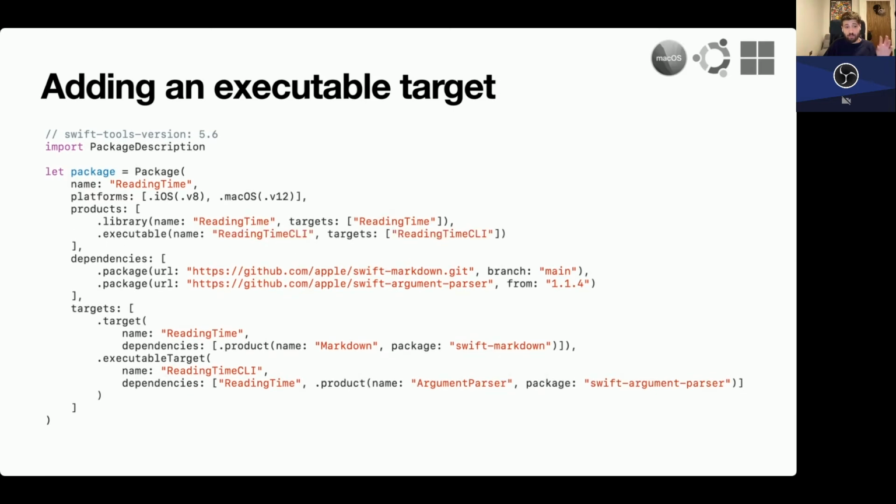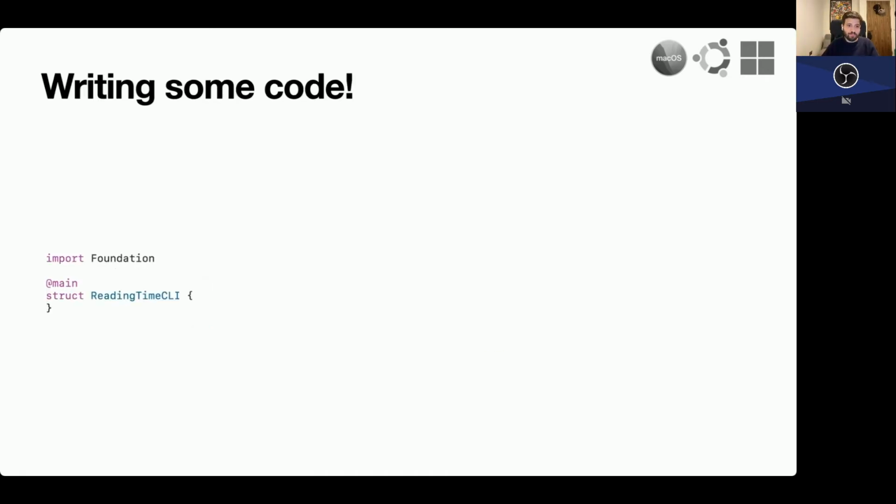So by defining an executable product, when we build reading time CLI, it's going to create an executable and put it in our build folder. If we had a GitHub action that ran and built this executable, we could just upload it as an artifact or make a release and distribute it to our users.